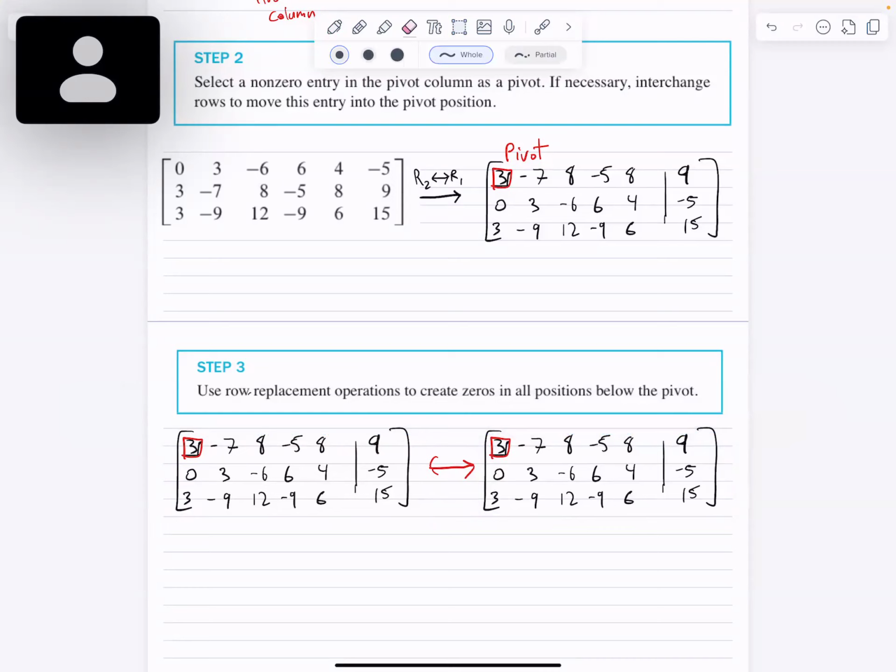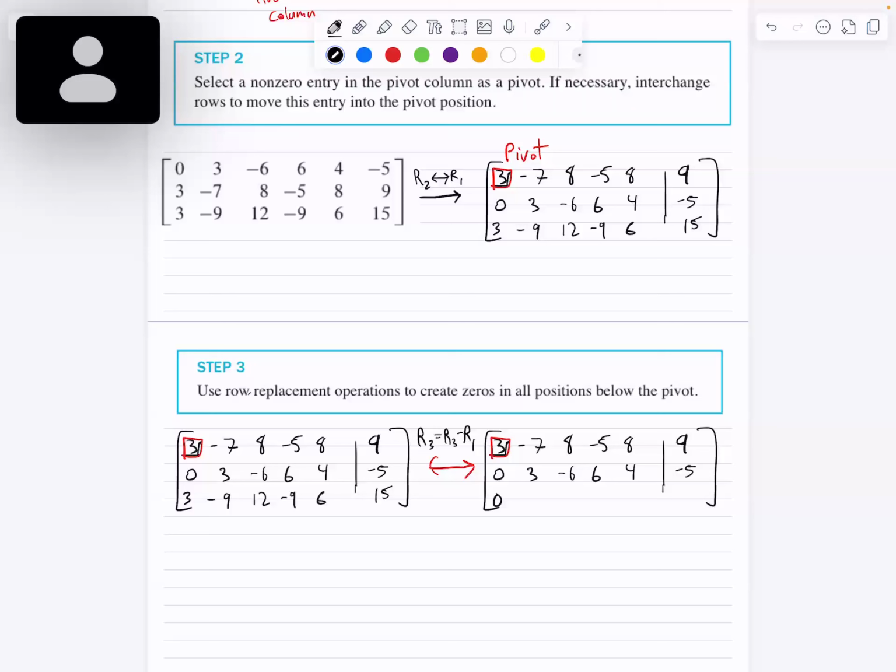And so what's that going to do to this? This will go away. I'm going to subtract. So I'm going to subtract: row 3 equals row 3 minus row 1. And so that gives me a 0. So I can erase this whole bottom row because it's all going to change. It's going to give me a 0.